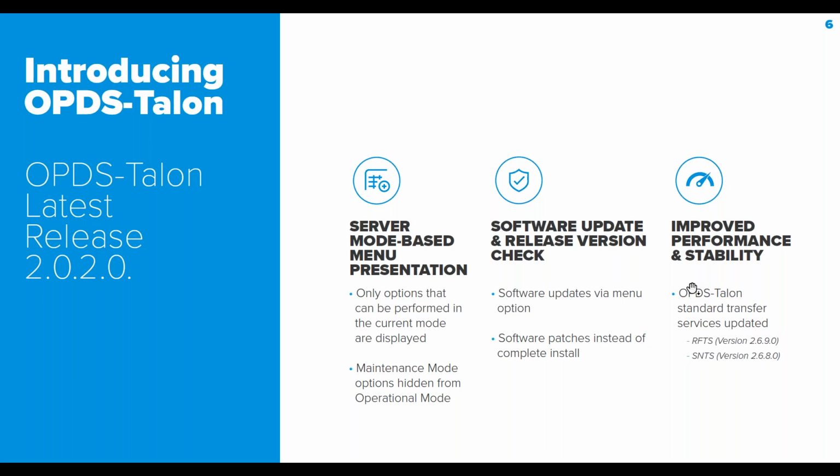Also, we have improved the performance and stability of the software. I think the two worth mentioning are the RFTS and SNTS. These are our standard transfer services that come built into the OPDS-Talon. They have been improved for stability primarily, and some performance tweaks. And the rev of those versions are noted there. You should be able to read it as 2690 for the RFTS and 2680 for the SNTS.